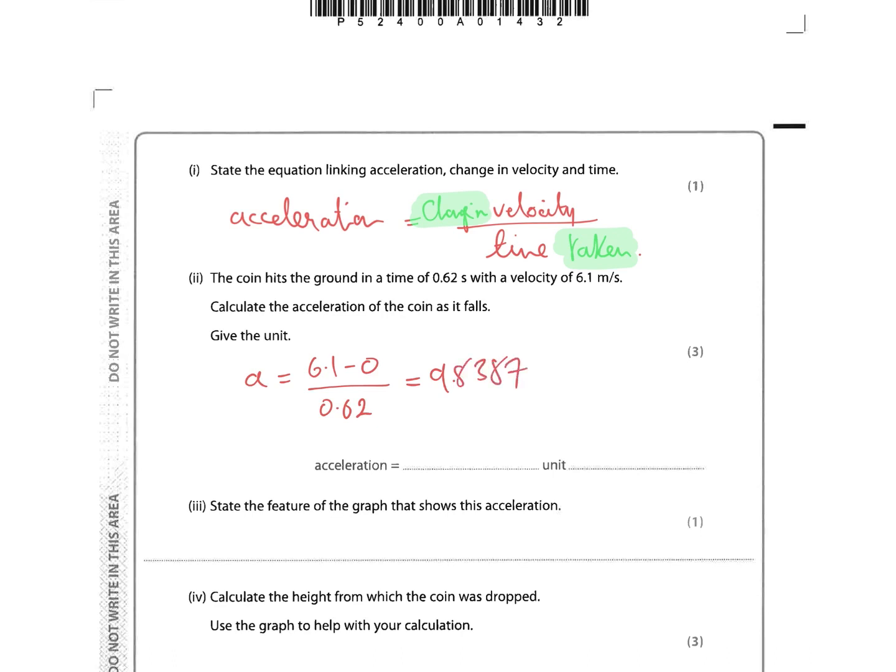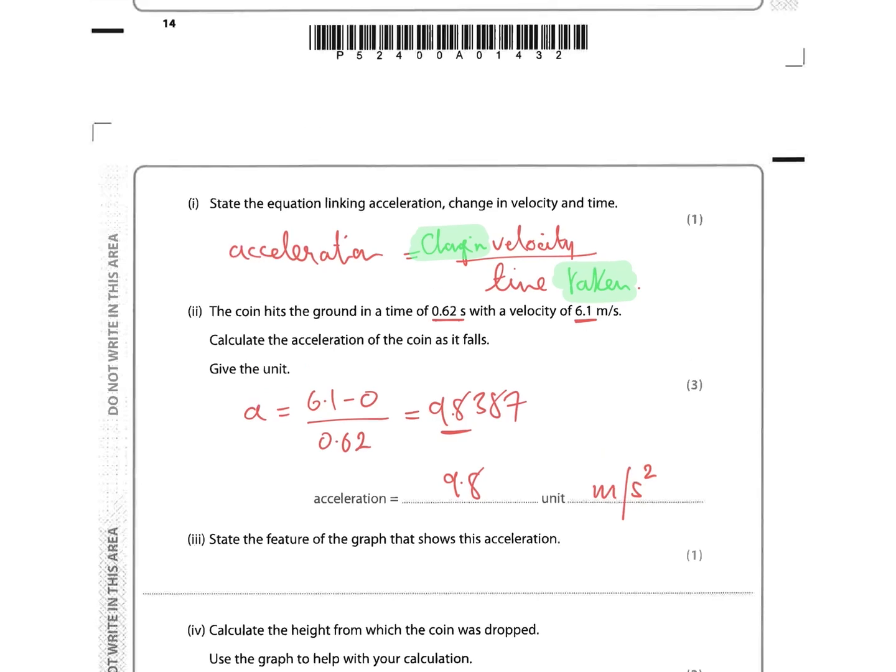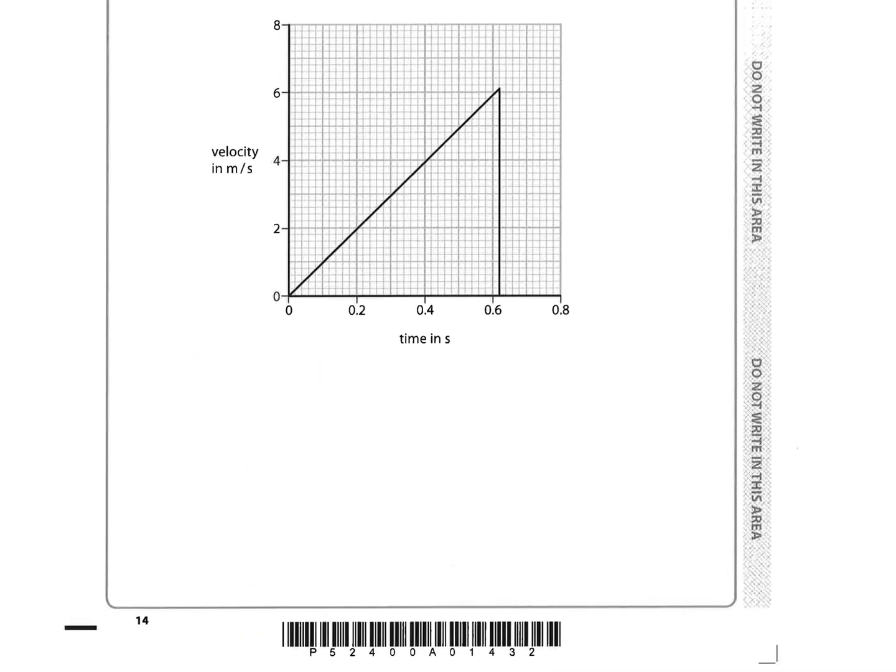And the answer is 9.8387 if we're plugging into a calculator. And bearing in mind, to be absolutely proper, there's two significant figures, so our answer should only be to two significant figures. The acceleration is 9.8, and hopefully you've remembered correctly that it should be meters per second squared. Good. State the feature on the graph that shows this acceleration. So what's the feature that shows the acceleration on a velocity time graph? Well, you should remember this, that is the gradient of the velocity time graph.